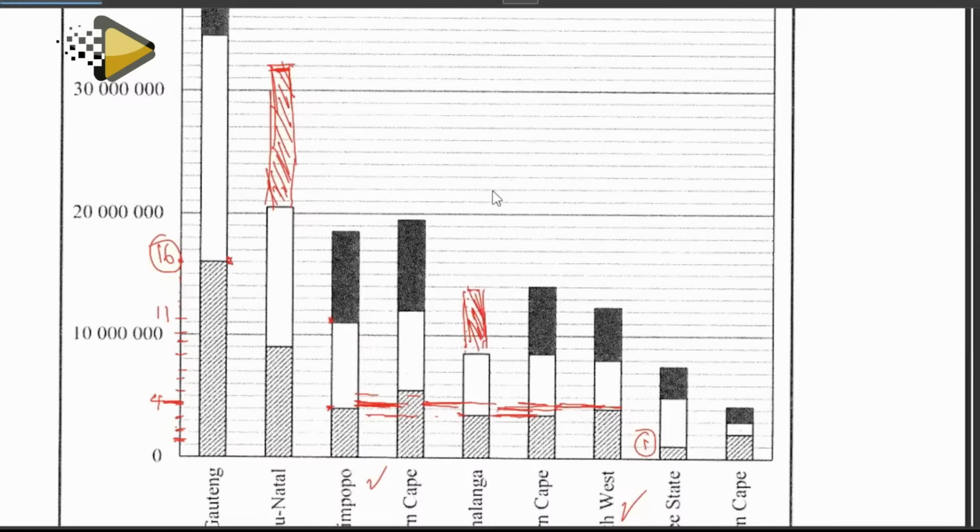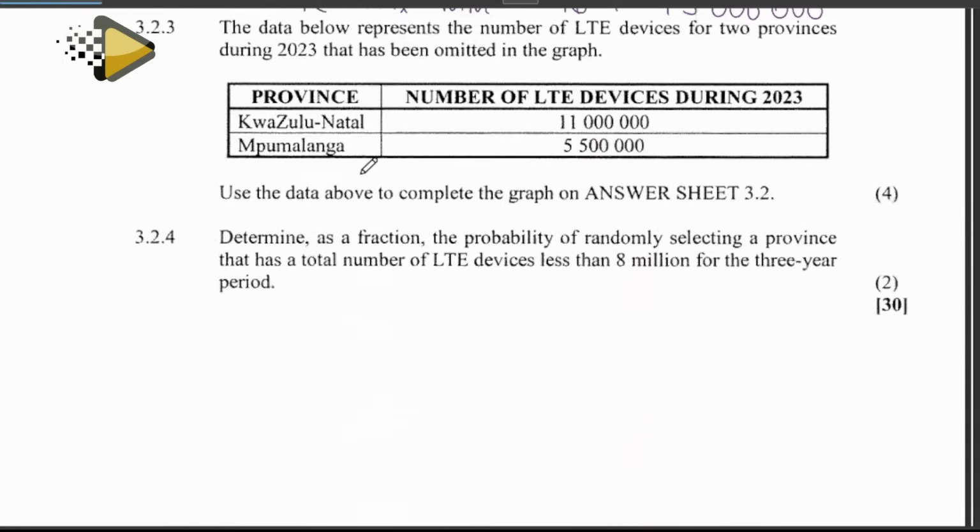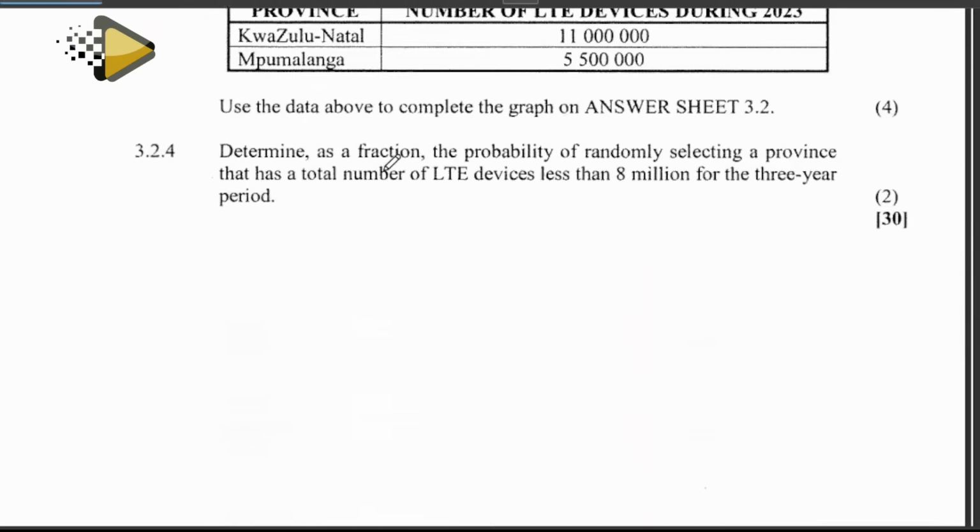So this is it. That's how we are supposed to do it. Okay, we continue to a question that we need to go to. It says determine as a fraction the probability of randomly selecting a province that has a total number of LTE devices less than 8 million for the 3 years.